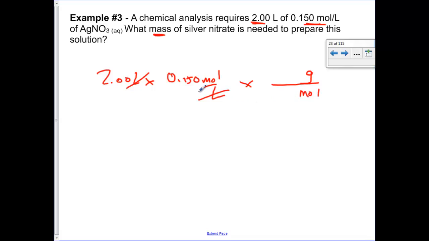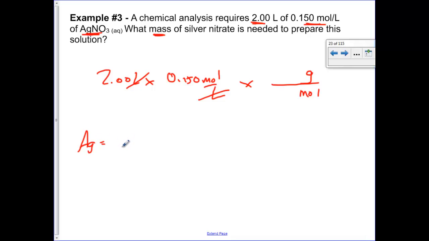There's a good question. We need to find that number. How do we find a grams per mole number? What's that called again? Molar mass. Right, molar mass. Molar mass of what? Silver nitrate. So let's look up silver nitrate's molar mass off to the side.